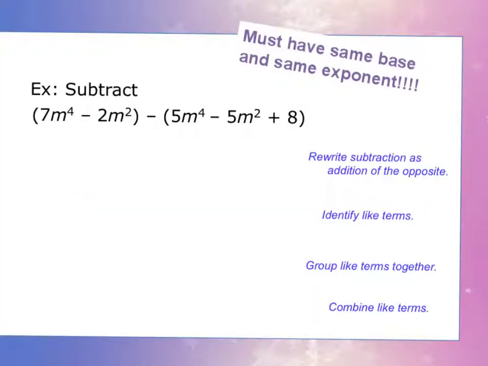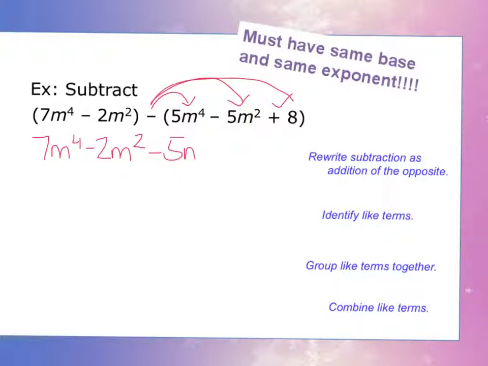Here's our first example. We are going to subtract 7m to the fourth minus 2m squared by 5m to the fourth minus 5m squared plus 8. So first I need to, they say rewrite subtraction as addition of the opposite, but that really just means to distribute the negative. So we're going to distribute the negative to all three terms in the parentheses, and I'll rewrite my example. I have 7m to the fourth minus 2m squared, and this becomes now minus 5m to the fourth plus 5m squared minus 8.